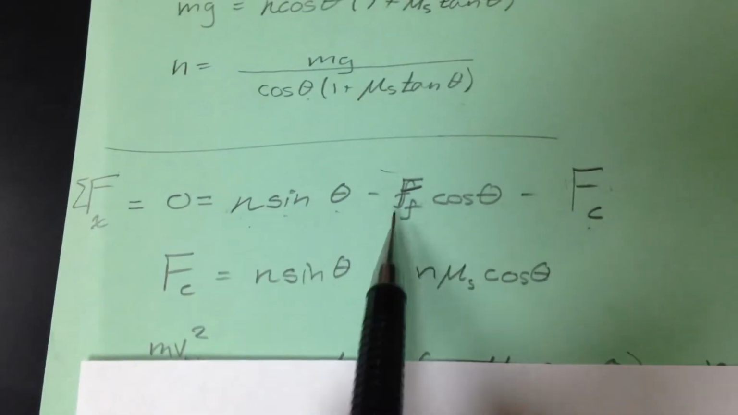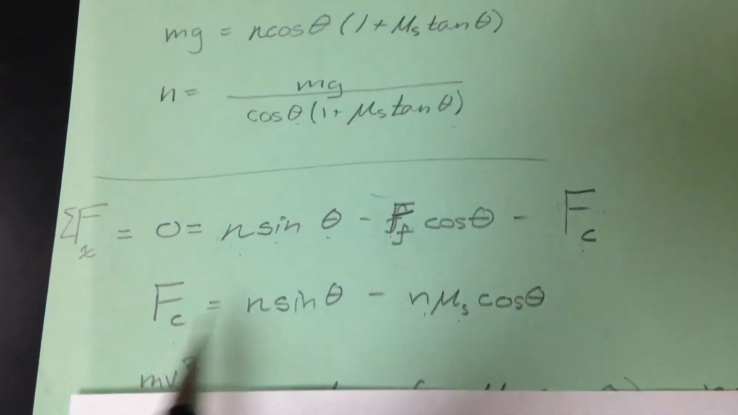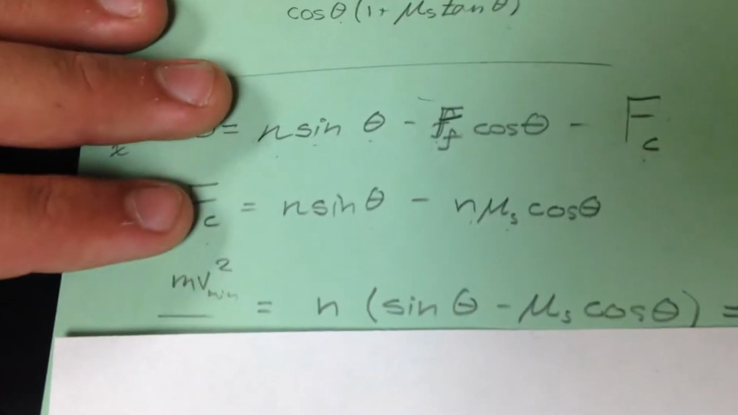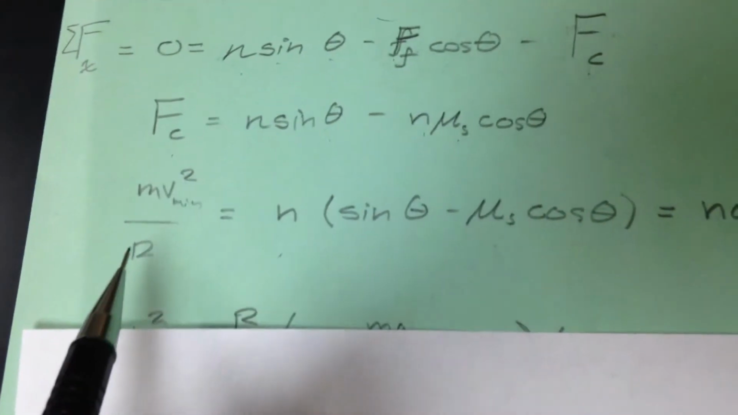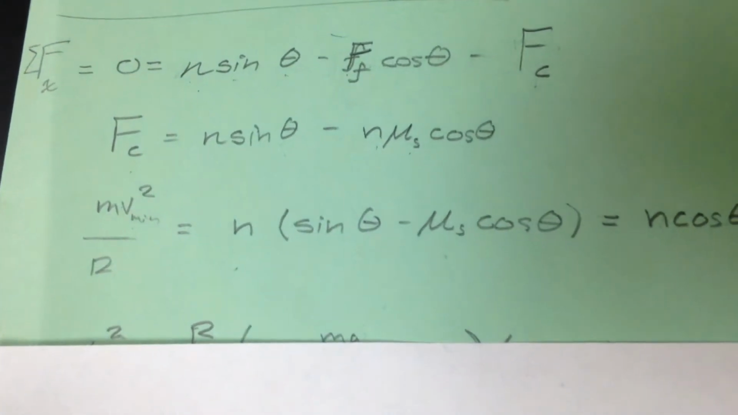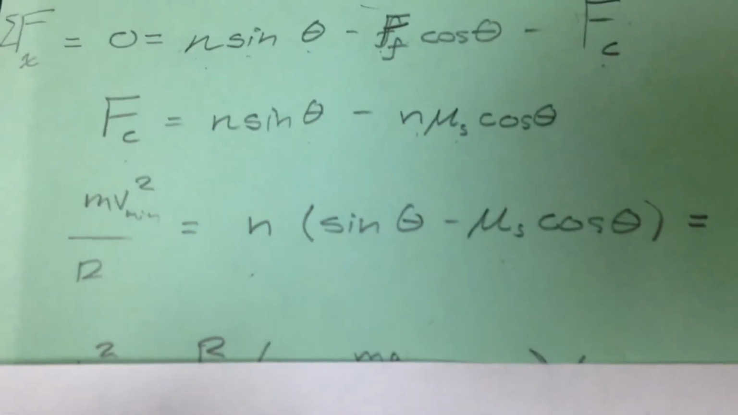Rearrange, and remembering that FF is equal to n mu s, we get this equation. Fc is equal to n sine theta minus n mu s cosine theta. Factor out the n and substitute mv squared over r for Fc. This is going to be v min, because it's the minimum velocity in order to maintain a position on the bank of the curve.